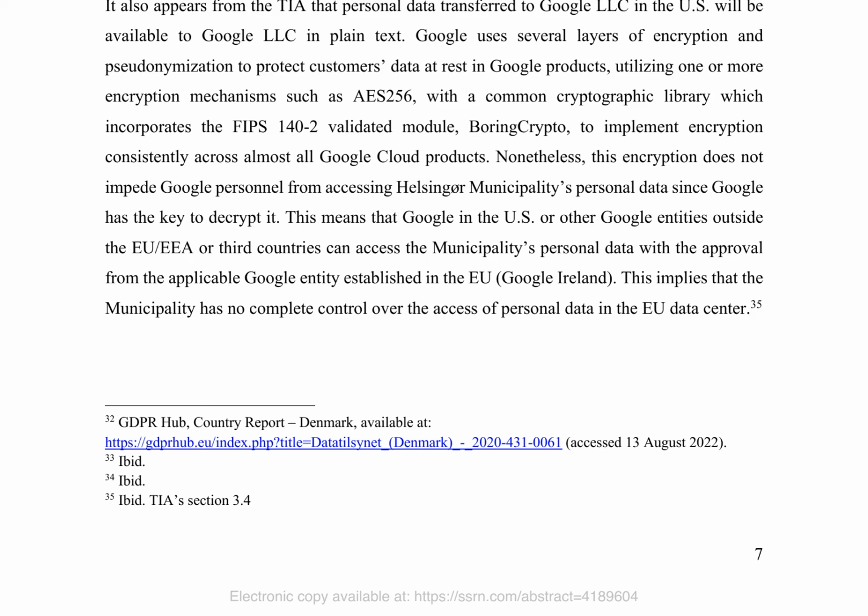The municipality has ensured that personal data is only stored in data centers within the EU, EEA countries. However, this does not provide complete control over the access of personal data in the EU data center, as Google can still access the data with the necessary approvals. The TIA's findings highlight the complexities and challenges of ensuring GDPR compliance in international data transfers.